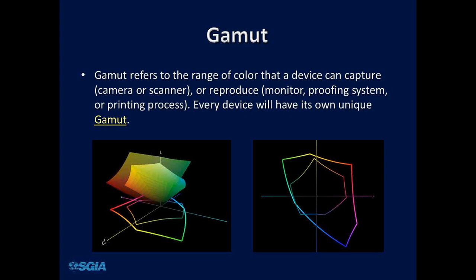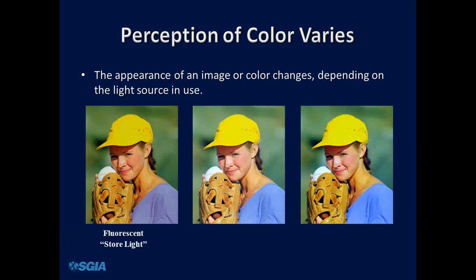So let's talk a little bit about how perception of color varies. So you've printed out this poster, this girl holding a ball, probably a softball, yellow hat, blue shirt. But is it a blue shirt? Is it purple? Is it blue? Is it dark blue? You'll see how it looks different under different light sources.